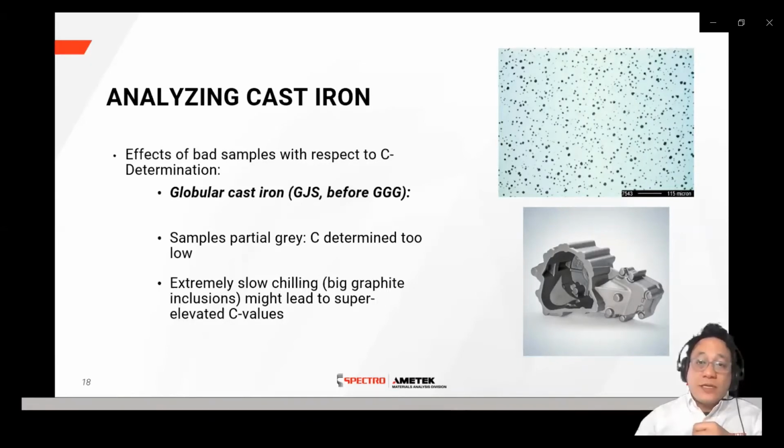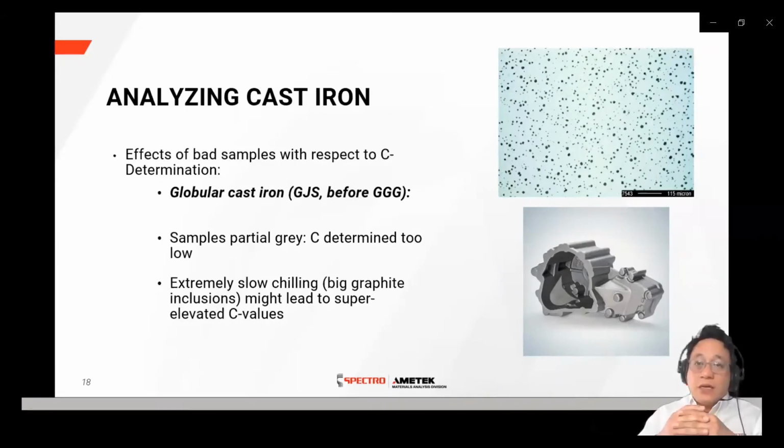Analyzing partial gray samples of this material, we typically see that carbon is determined too low, as opposed to the lamellar where it was too high. On the other hand, we would chill the samples extremely slowly. If we were to chill the samples extremely slowly, it would result in big graphite inclusions and might lead to super elevated carbon values.